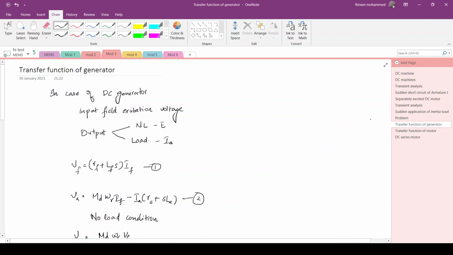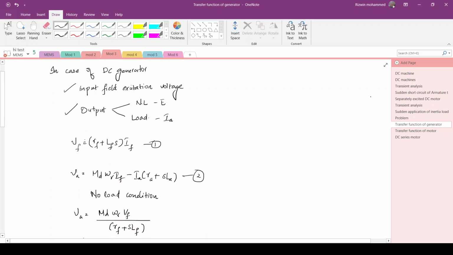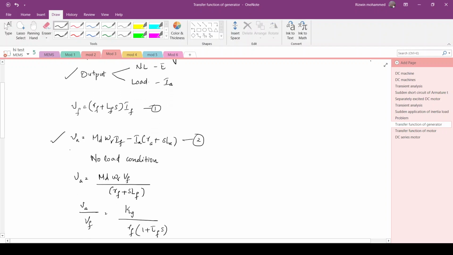So similarly, we are here to derive the transfer function of the generator. Okay, so the input is field excitation, and the output can be either in no load condition or load condition. So let's see in detail. Okay, so Vf is equal to (Rf plus Lf s) into If. This is the field equation in Laplace transform. Similarly, we get the terminal voltage equation Va as equation number 2.